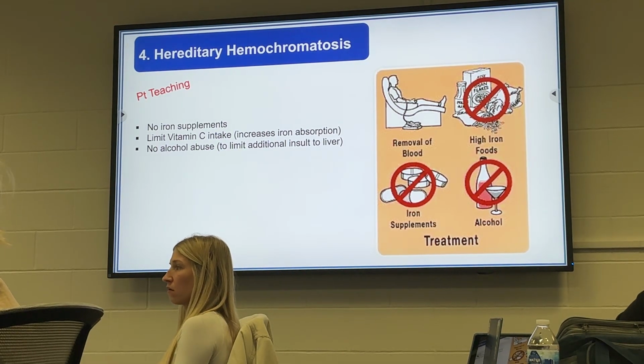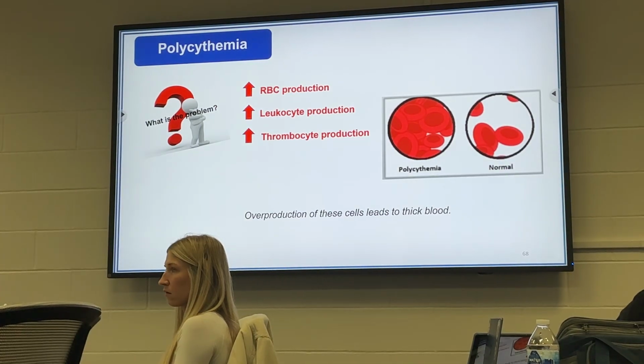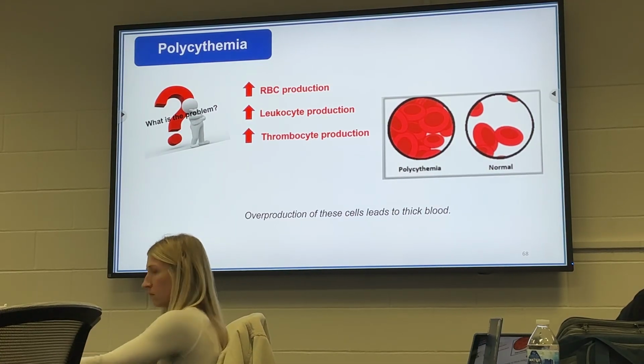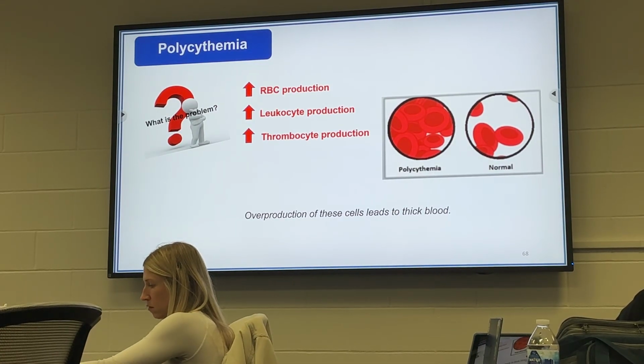We don't want to do anything that's going to increase your iron absorption. Okay, polycythemia. Poly means many. In this case, there's too many cells of all types. Which way will your hematocrit go?